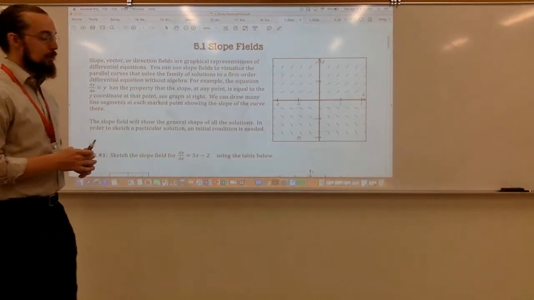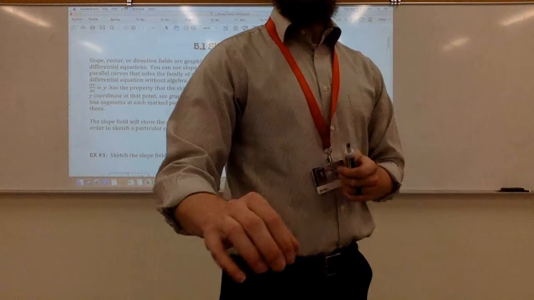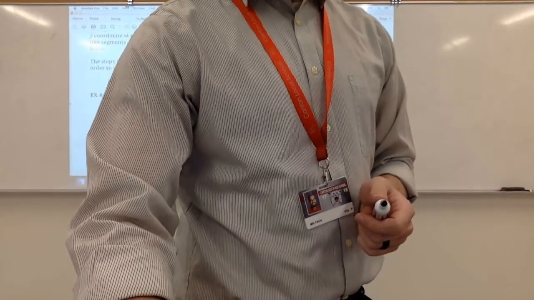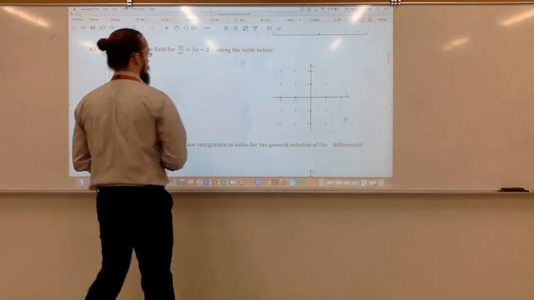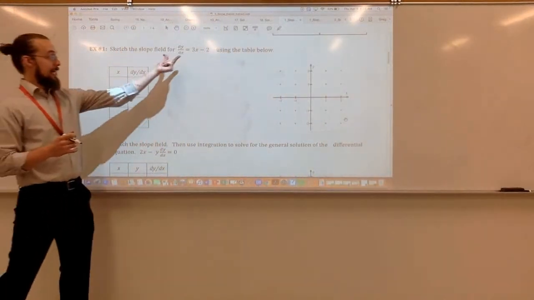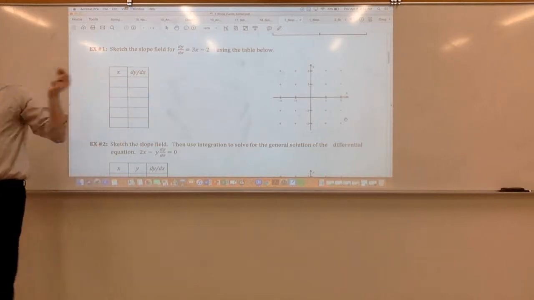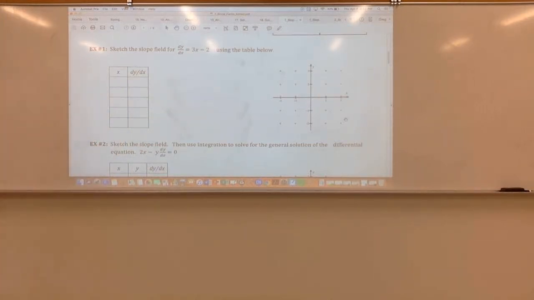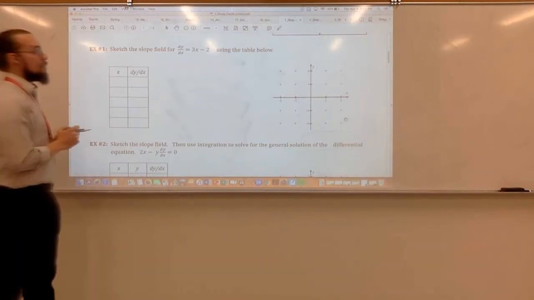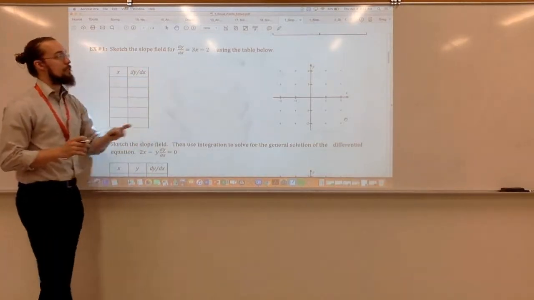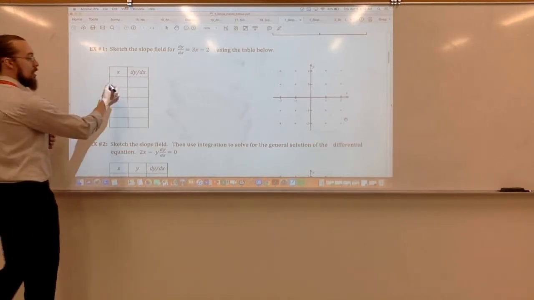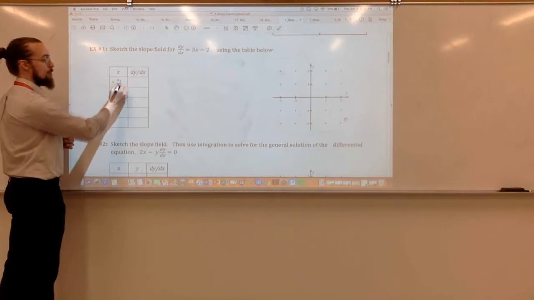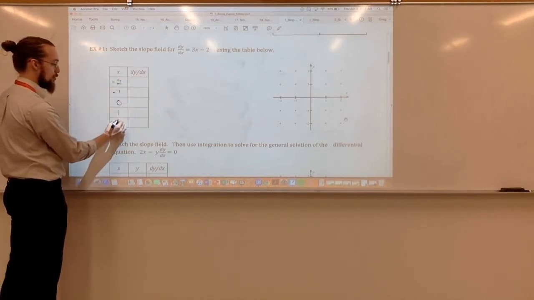So let's take a look at this first example here. It says sketch the slope field for dy/dx equals 3x minus 2. So we're saying, here's our derivative. Use this derivative to sketch the general solution. So we're sketching the antiderivative when we're doing this. This derivative is only in terms of x, so I'm just going to plug in some x values. And on this graph, we're just going from -2 to 2.